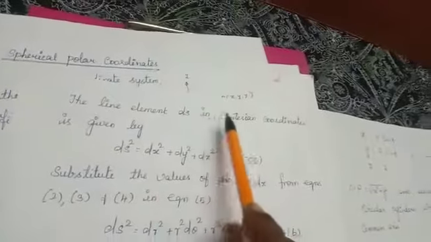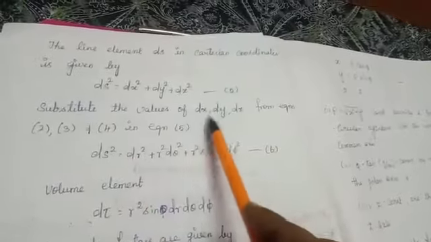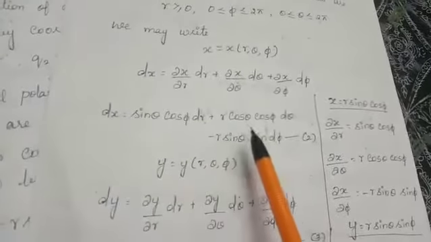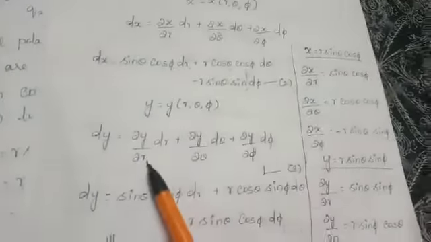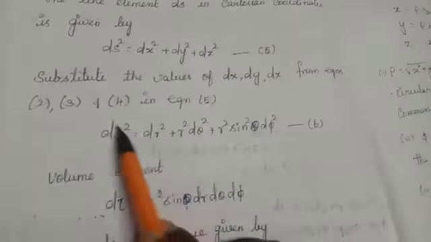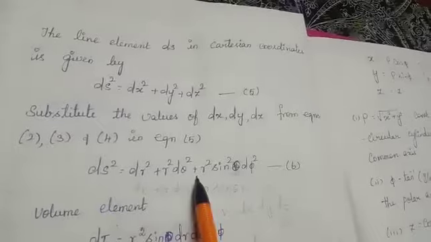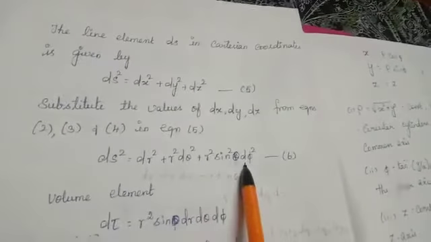Then the line element ds in Cartesian coordinates is given by ds square equal to dx square plus dy square plus dz square. Substitute the values of dx, dy, dz from equations 2, 3 and 4. Here we have the values of dx, dy and dz. Substitute these three values in equation 5. After simplification, we get ds square equal to dr square plus r square d theta square plus r square sin square theta d phi square.